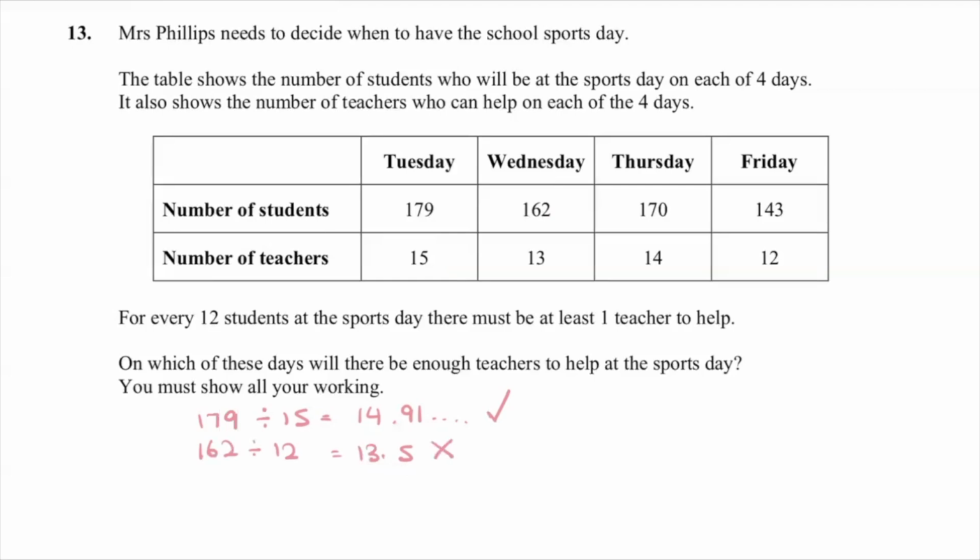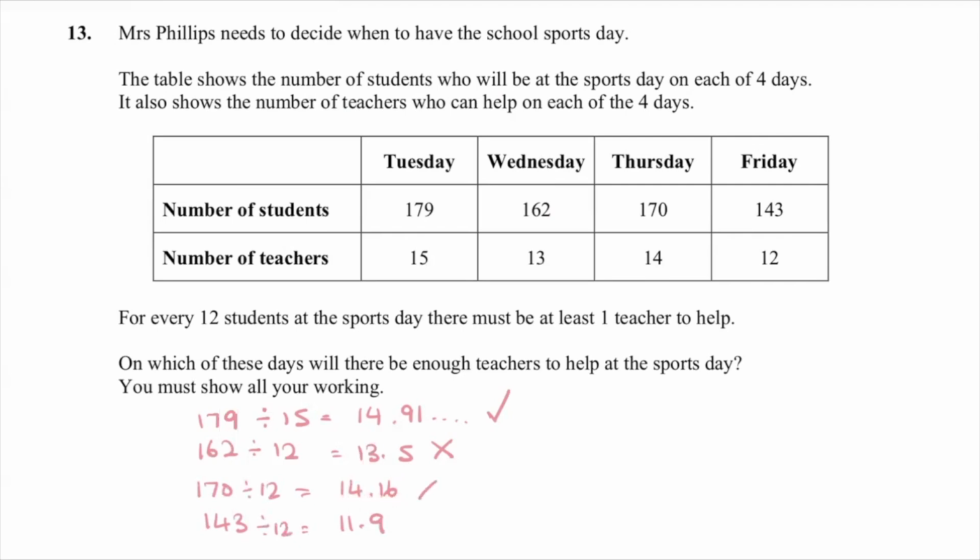I'm going to work out Thursday and Friday. And then I can compare. So here is telling me I would need 14.1. So I have got 14, but I actually need more than 14. I need 15 and I don't have that.